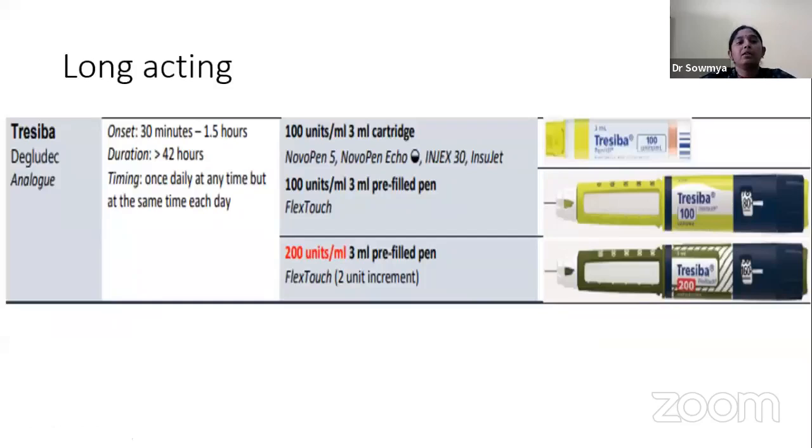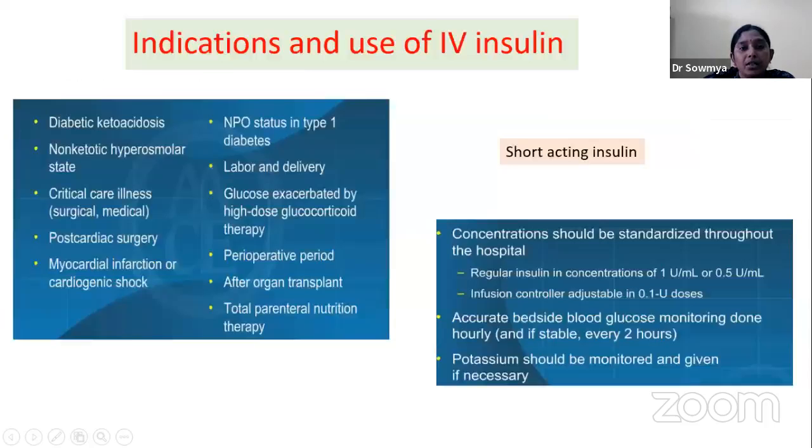Coming to the Tresiba, here the duration is more than 42 hours because it is available as dihexamers, which disintegrate into monomers and gradually enter the system. Because of that, the duration is very long, almost more than 1 day. Here you can see the pre-filled pen, where 1 ml constitutes 100 units, and another more concentrated version is there where 1 ml constitutes 200 units.